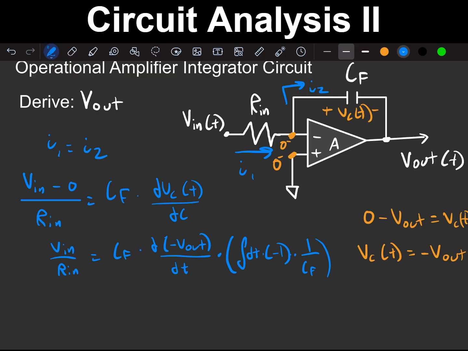So when we break this down, what we're going to end up with is our V out is equal to -1 over R in times CF times the integral of V in of t dt.